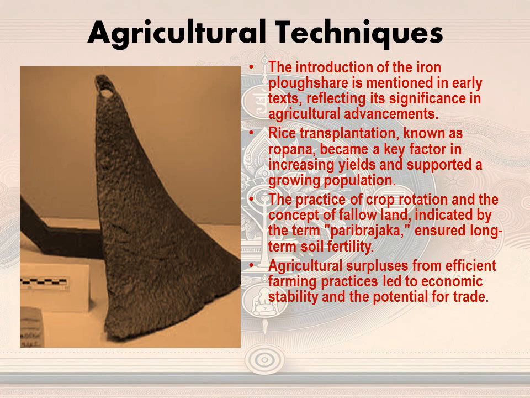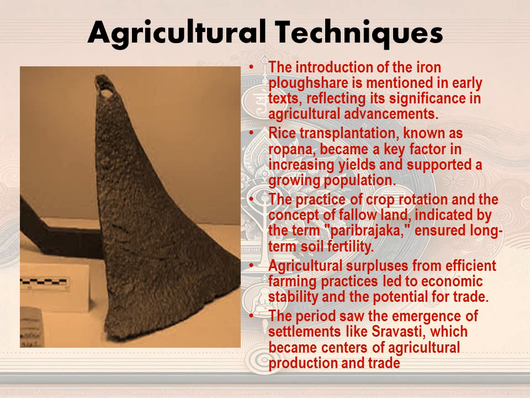Agricultural surpluses from the efficient farming practices led to economic stability and potential for trade. Now we all know that urbanization cannot come into being unless there is a surplus in food production. So agricultural surpluses, which were a result of effective farming techniques, led to the economic stability of the period. The period saw the emergence of settlements like Shravasti, which became centers of agricultural production and trade. So Shravasti was one such important urban center which became a center for agricultural production and also trade.